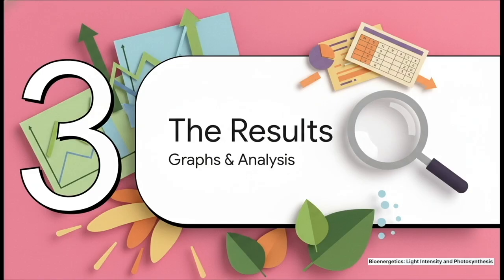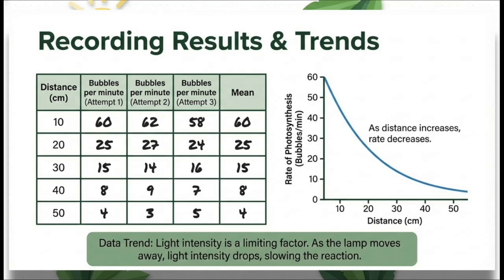Now you've got to present it and, more importantly, figure out what it's all telling you. A well-organized results table is your best friend. Seriously. See how it's laid out. Your independent variable, the thing you change, which is the distance, goes in the first column. Then you've got your columns for repeat readings and a final one for the mean. Keeping it neat and tidy like this just makes plotting your graph so much easier later on.